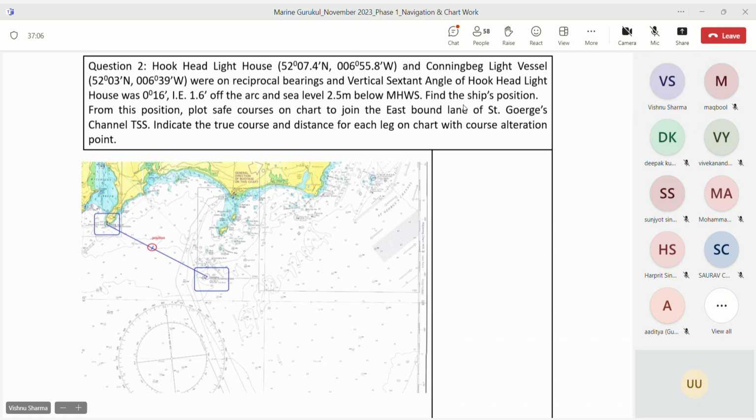Third, if you are in coastal navigation, the alteration waypoints should be referenced to some landmark, like a lighthouse, islands, or something. Because when you do coastal navigation, your primary means of position fixing will be coastal means of position fixing, and the secondary means would be the GPS and others.